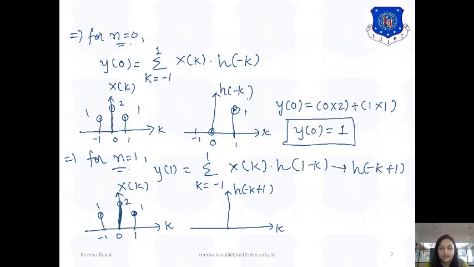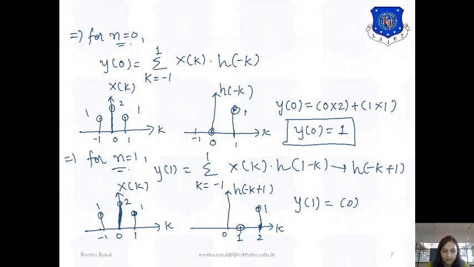So from this we have to shift the sequence on the right side by 1 bit, or else you can say by 1 instant. So now this instant will become 1 and 2, where at instant 1 the value will be 0 and at instant 2 the value will be 1, okay? So by multiplying the respective elements, what we will get is y of 1, that is equals to 0. Why 0? Because in this there are no common instants having the values.